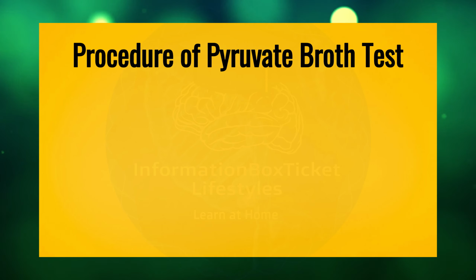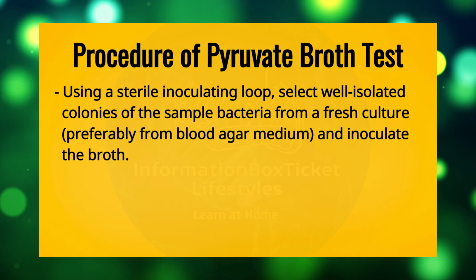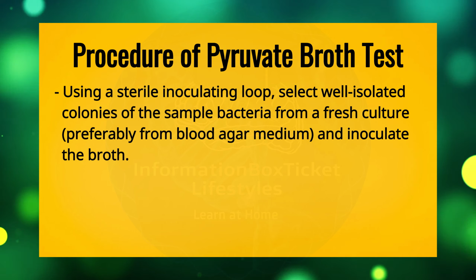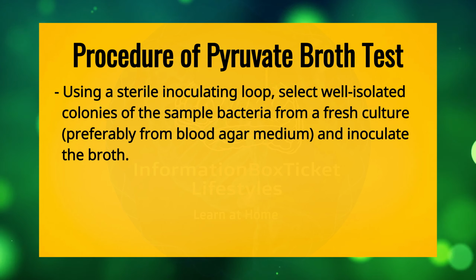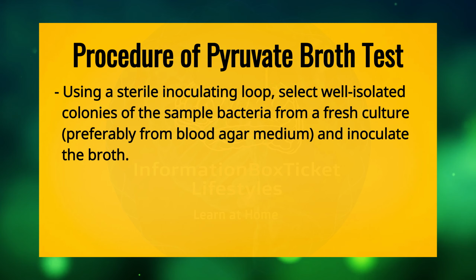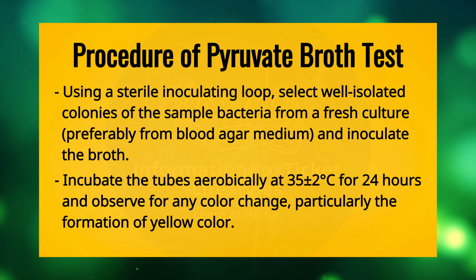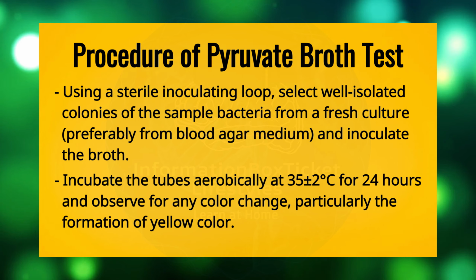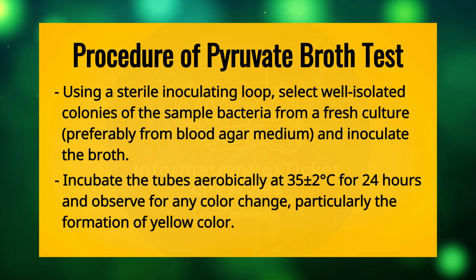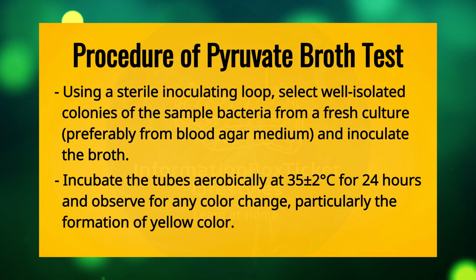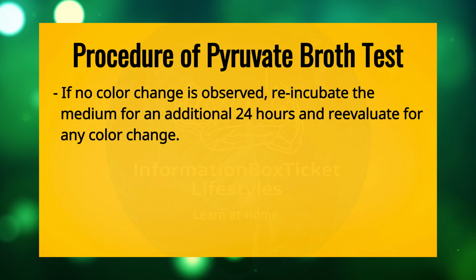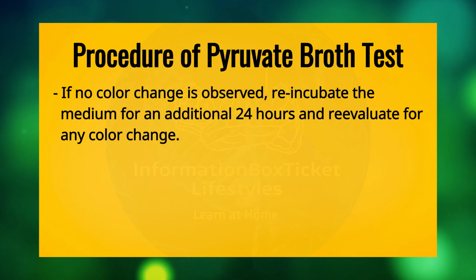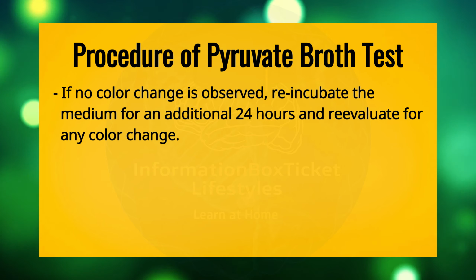Procedure of Pyruvate Broth Test. Using a sterile inoculating loop, select well-isolated colonies of the sample bacteria from a fresh culture, preferably from blood agar medium, and inoculate the broth. Incubate the tubes aerobically at 35 ± 2°C for 24 hours and observe for any color change, particularly the formation of yellow color. If no color change is observed, re-incubate the medium for an additional 24 hours and re-evaluate for any color change.